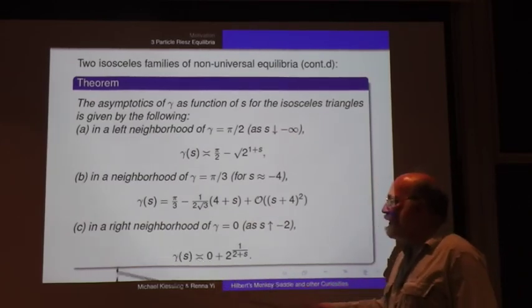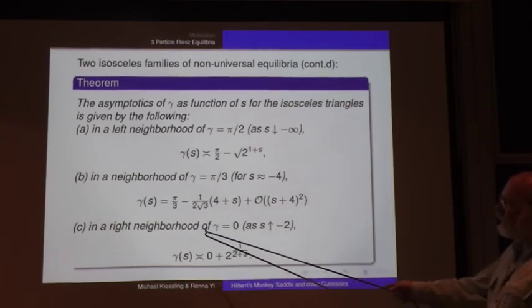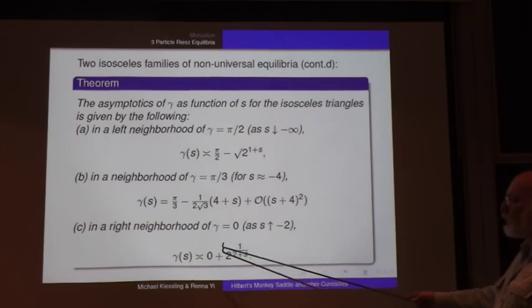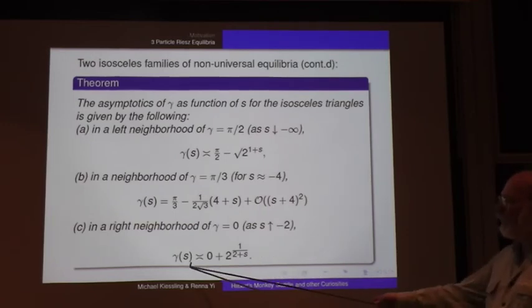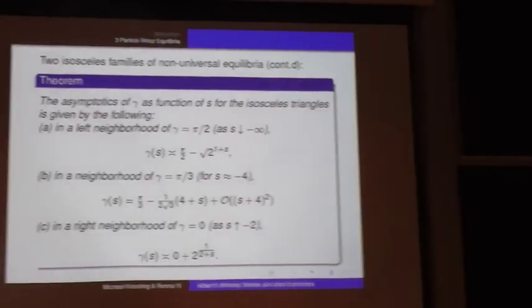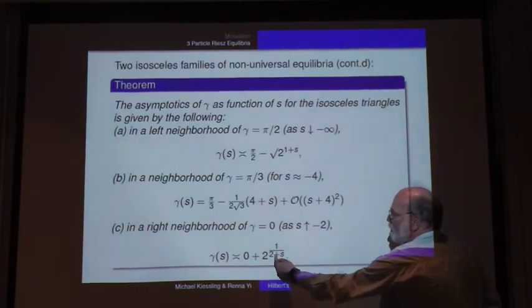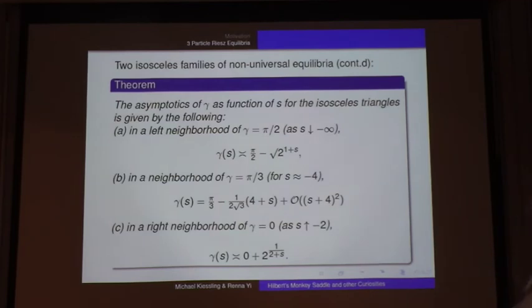It comes here when you approach S equals -2 from the left. So the isosceles triangular configuration converges to an antipodal degenerate configuration, but look how it does so. Antipodal means gamma is 0. This is collapsed here, and you have one here and 2 particles down there. But look, this is 2 to the 1 over the difference of S and 2.